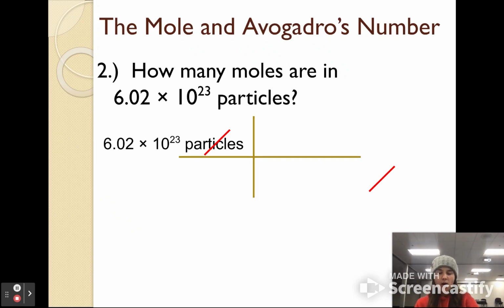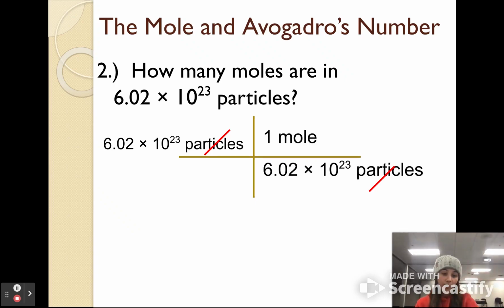Beautiful. Now, think back to your 2 conversion factors for moles to particles. Do I need particles on the bottom or the top? I need particles on the bottom, right? So that particles cancel out and I'm left with moles. And we know that 6.02 times 10 to the 23rd particles equals 1 mole. So I'm going to put that as my conversion factor. Since they're equal to each other, I can put them on top of one another, and I'm left with moles at the very end.